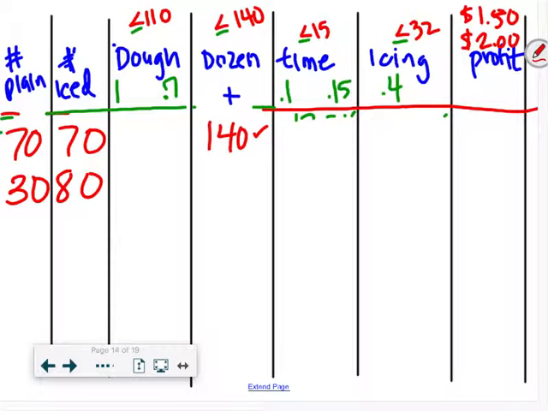And that's going to use, uh-oh. So that's bad. That's over. We don't have enough dough to make 70 of both types. Okay? If this was you and your group, like it's going to be in about 2 minutes, you would be done. You wouldn't need to test the rest of them. You would just pick a new combination and try again.